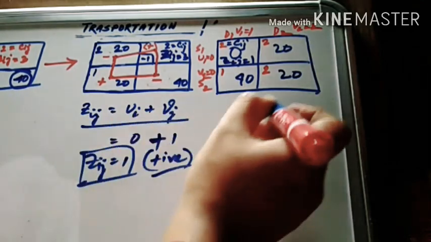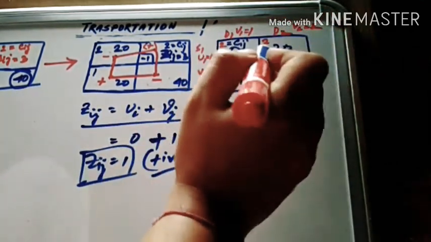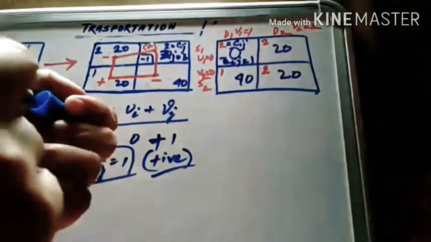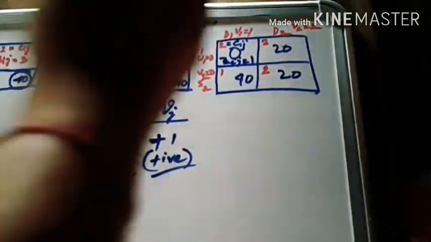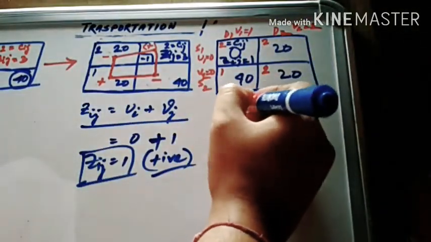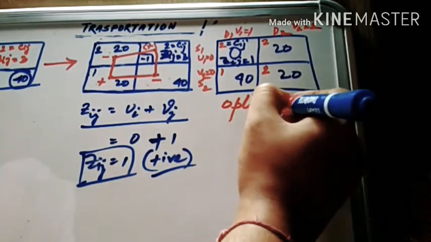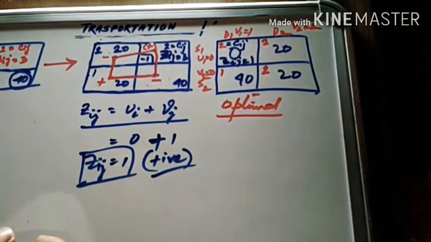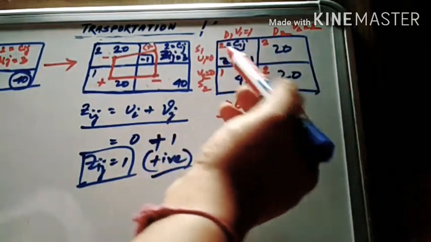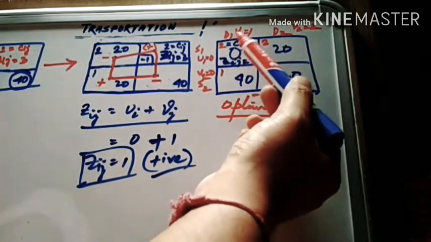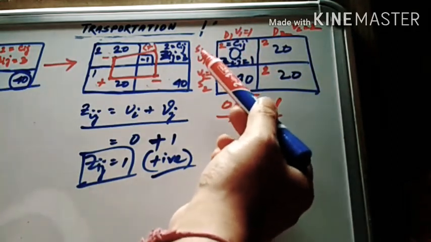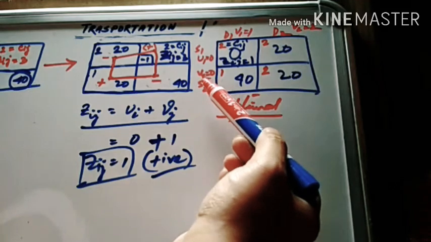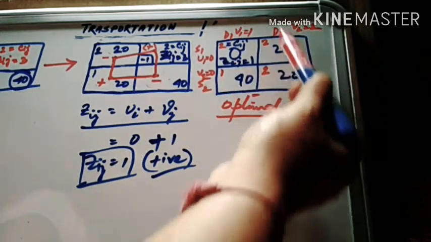So from this table we can say that this is the optimal table. We need not construct another table to make it optimal. From this optimal table we have to calculate the cost of transportation, S1 to D1, then S1 to D2, S2 to D1, S2 to D2.